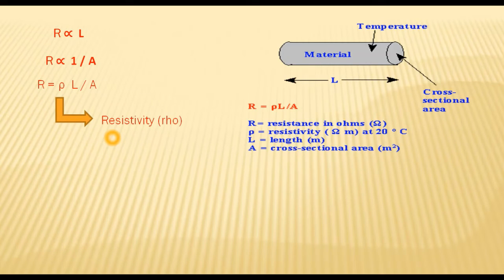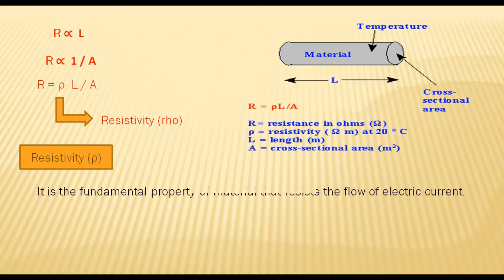Now this resistivity of a substance is just similar to resistance. It is also a characteristic, a fundamental property of a material that resists the flow of electric current. So we can use the resistivity values of different substances to compare the resistances of two or more substances. And this resistivity does not depend on length and thickness. As you saw, resistance depends on length and area, but resistivity does not depend on length or thickness. It depends on the nature of the substance and temperature.